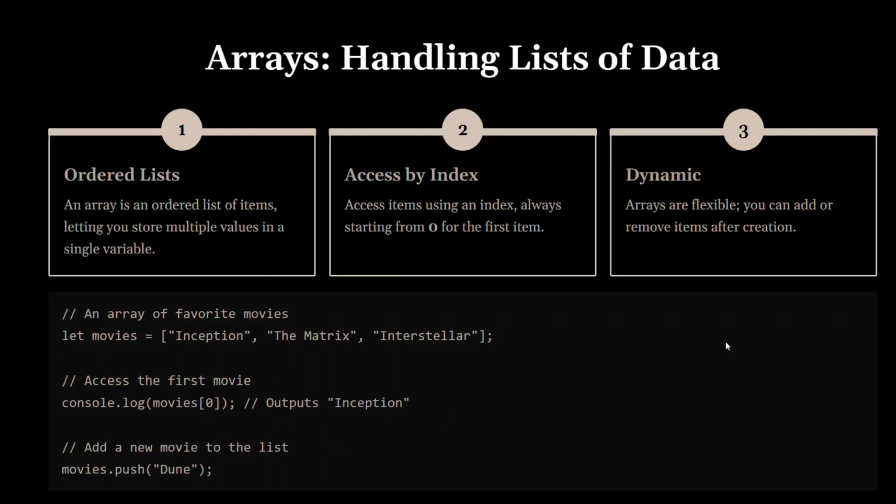As you can see here, let movies. I have created a sample array. Let movies. I use let again so that I can change that array after some time. Inception, Matrix, Interstellar, and so on. So I read the index as shown here.